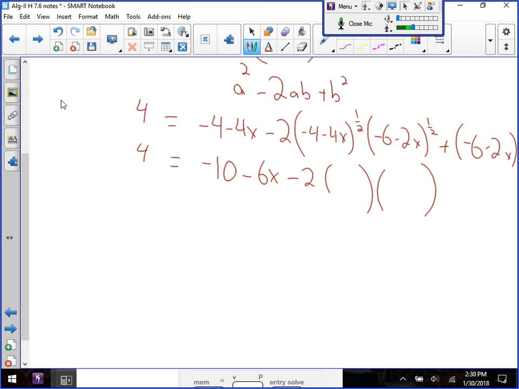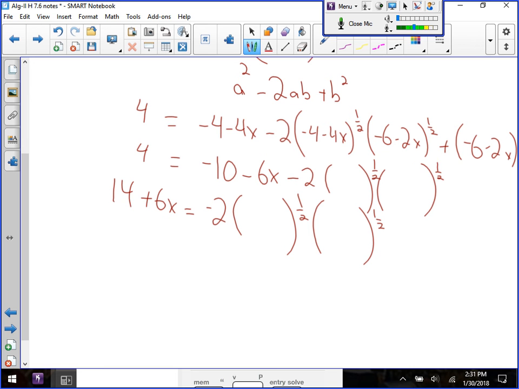Thinking in terms of knowing that I still have these two half powers here, I'm going to need to move all the other junk out of the way. So I'm going to add 10. I'm going to add 6x. I'm going to add those two over. I'm going to get 14 plus 6x is negative 2 times a bunch of junk to the half power. You okay with that so far?